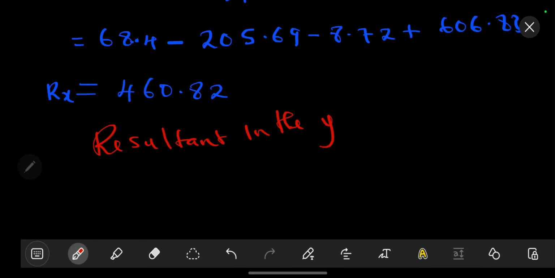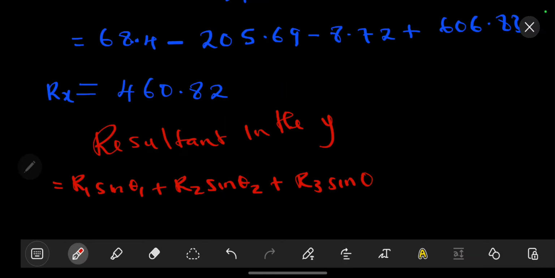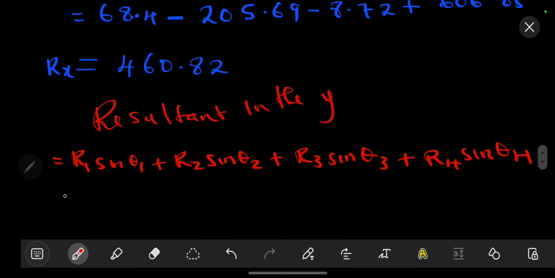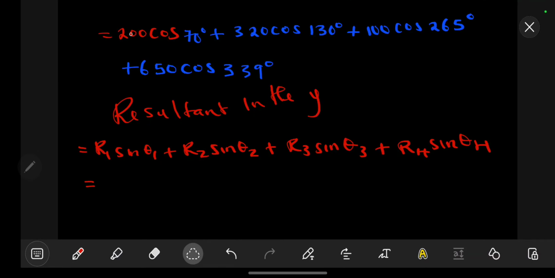So looking at the resultant in the y, we are going to use the same approach. So this should be equal to r1 sine of theta 1 plus our r2 sine of theta 2 plus our r3 sine of theta 3. Then we have plus our r4 sine of theta 4, like that. Then we are just going to replace. So now our y and our x components will be using the same numbers. The only difference is the cos. So we are going to use our x components to come up with our y.